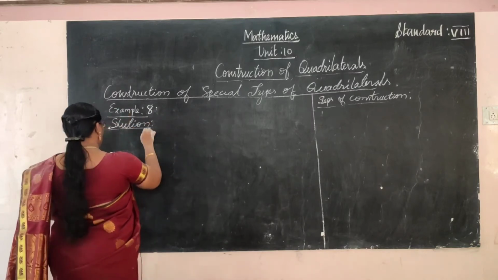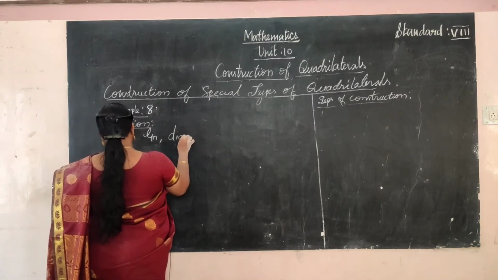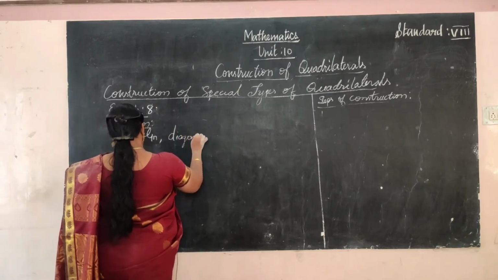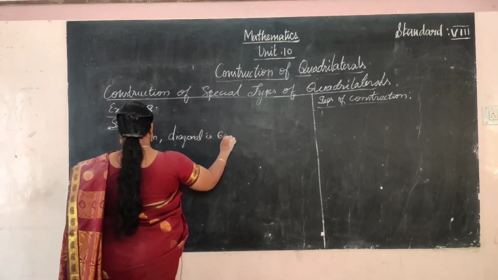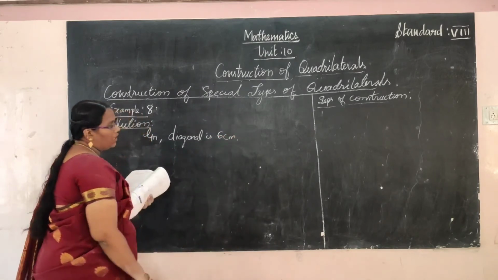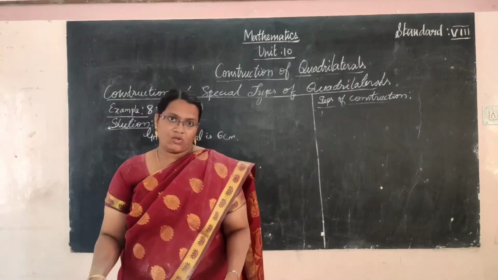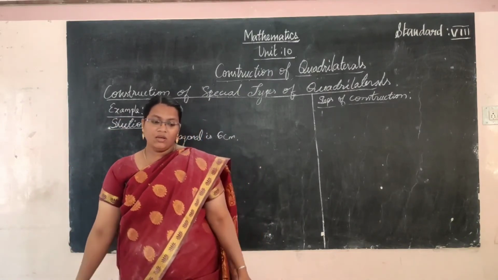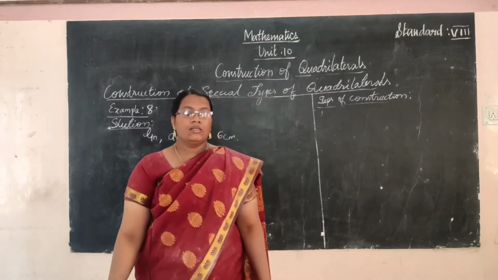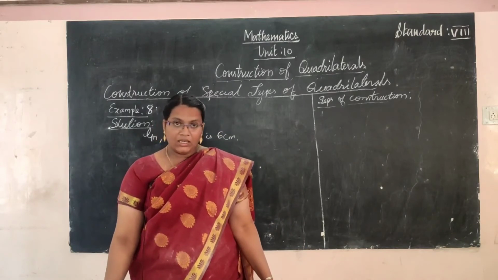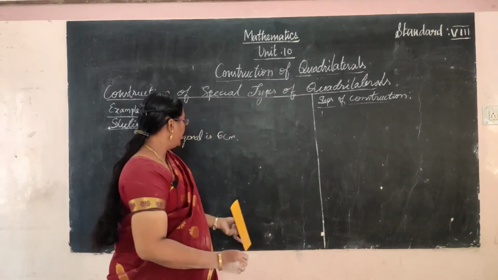So only one value was given, the diagonal is 6 centimeter. Here also the lengths of the diagonals are equal in a square, is it? Rectangle and square have diagonals of equal length. So we use that. First we have to draw the rough diagram.